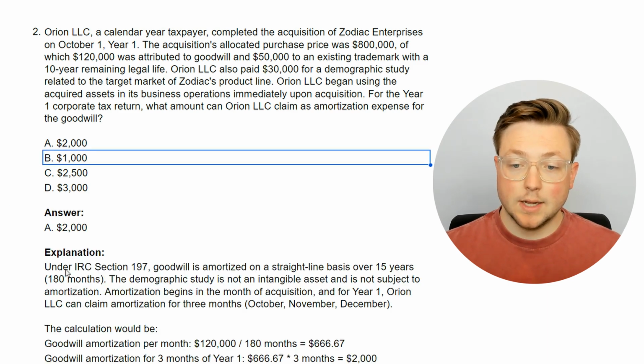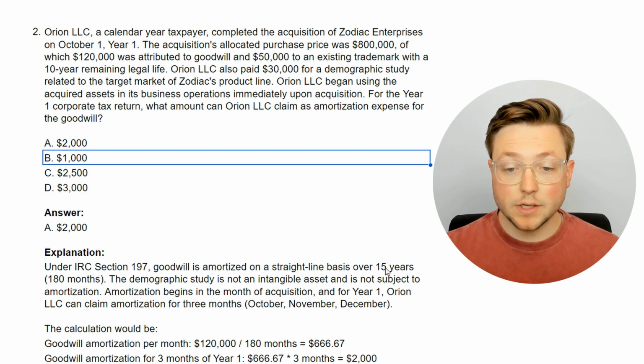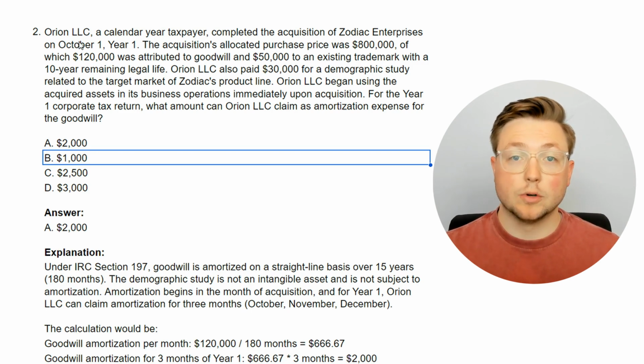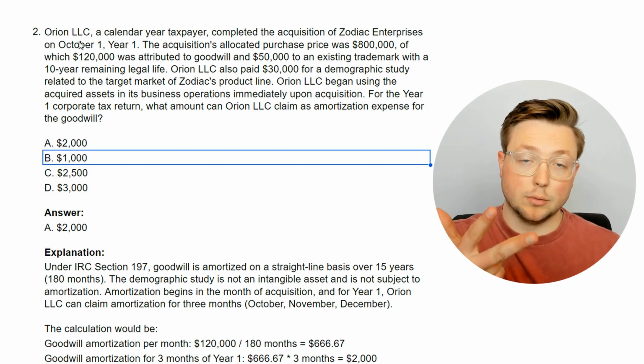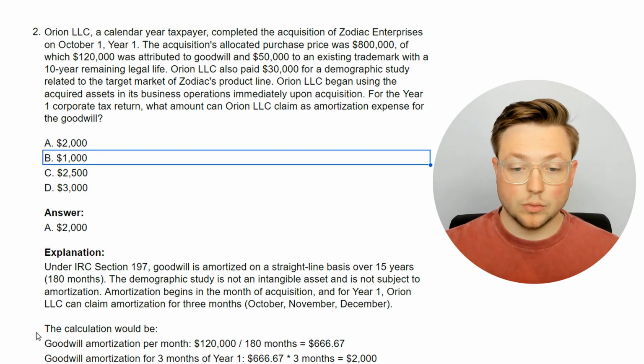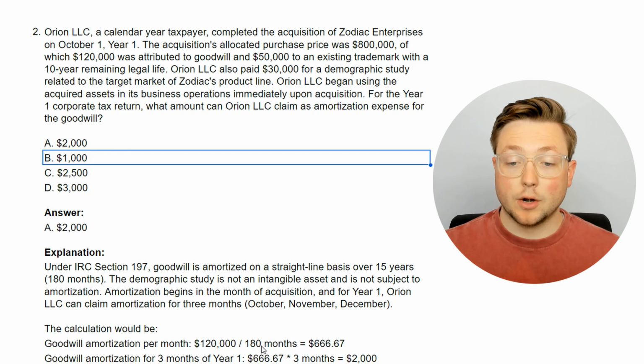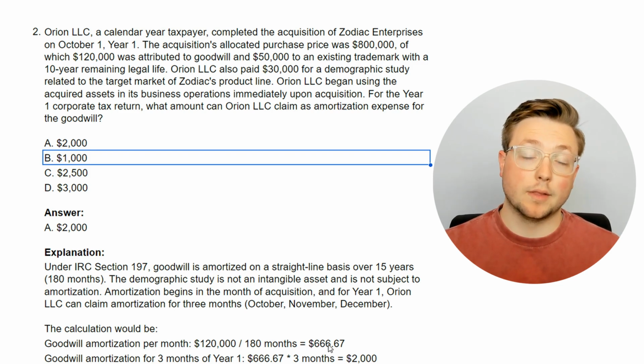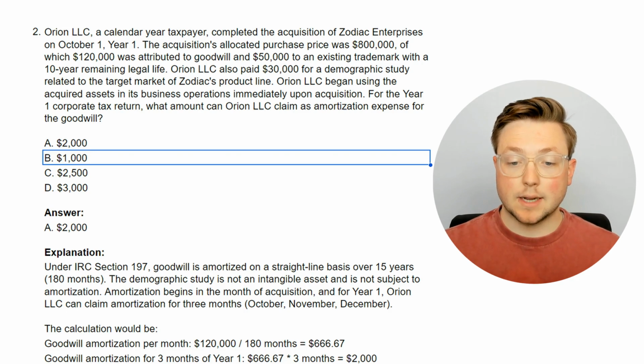So $2,000. This $120,000 is going to be amortized over 15 years, and they got it in October, so that's going to leave October, November, December, 3 months of the year to amortize. So 120,000 divided by 180 months is $666.67 per month that they're going to amortize. But you just times that by 3 for 3 months and you get basically $2,000.